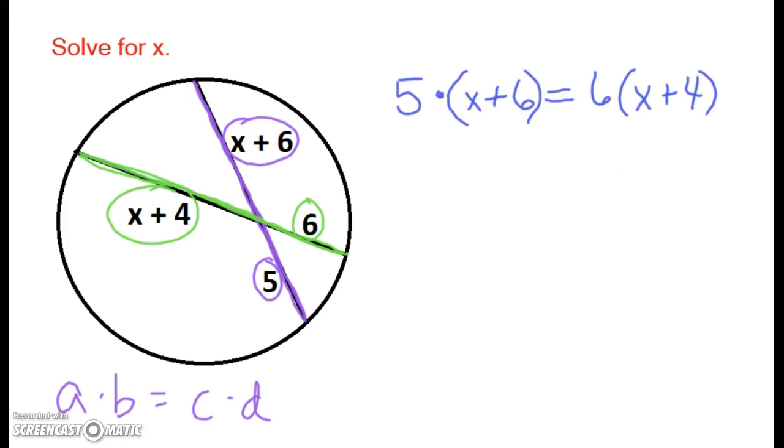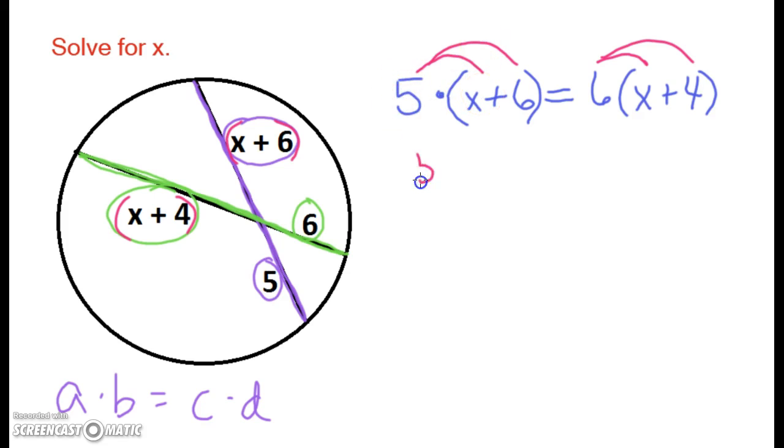Because when you have this 5 that's being multiplied by this whole thing, you have to remember to distribute. And so it is important that if you have more than one term on a part of a segment, that you put it in parentheses so that you make sure you distribute when you do the next step of the equation. All right, so let's go ahead and do this distribution.